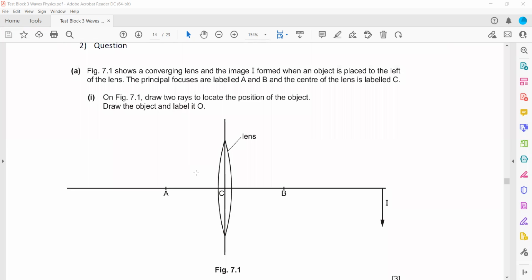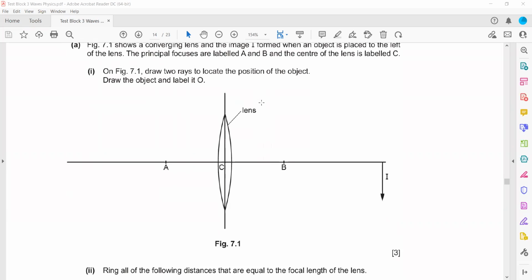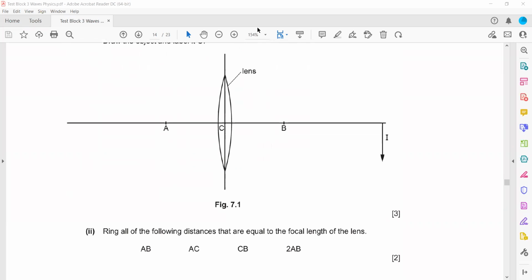Figure 7.1, on the figure, draw two rays to locate the position of the object. So how to locate the position of the object? First, the idea is that there will be a light ray from the object which is passing through the center of the lens. And there will be another light ray which will be parallel to the principal axis, which will pass through the focus.